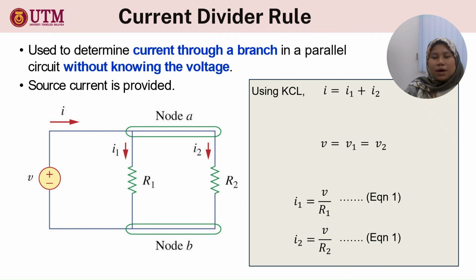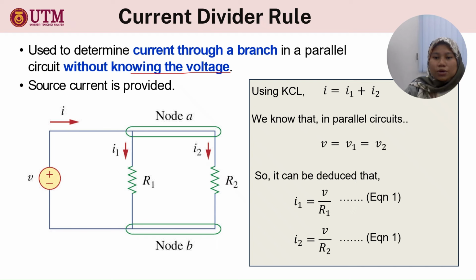So what is meant by current divider rule? It is used to determine the current through a branch, any branch in a parallel circuit, without even knowing the voltage. Okay? For example, this equation. So how can we know this? We can derive the equation. I will let you know. Okay, this is how. Firstly, we are using the KCL, at this node. So we know that this current in is equal to I1 plus I2, the current out.